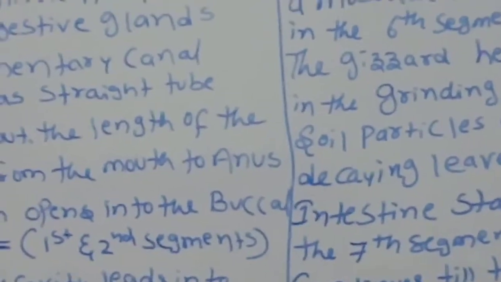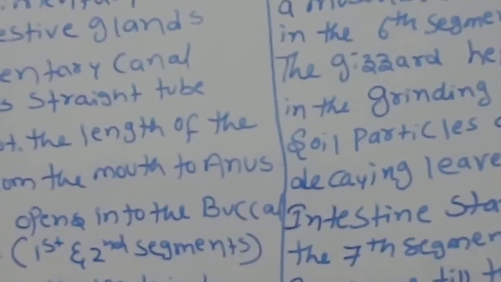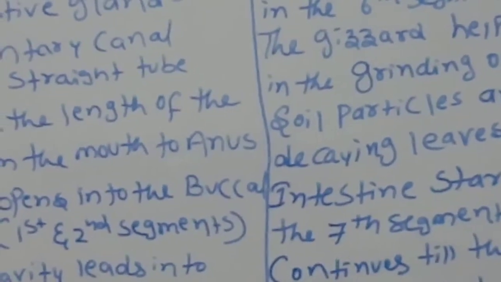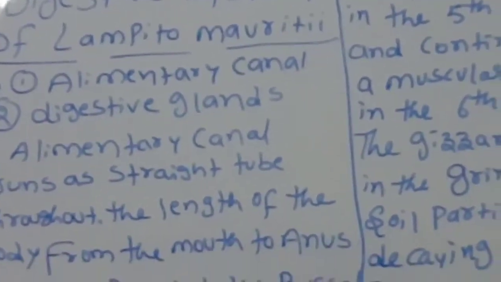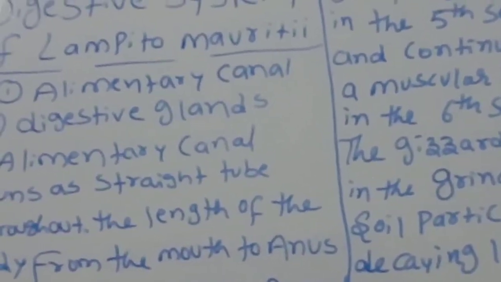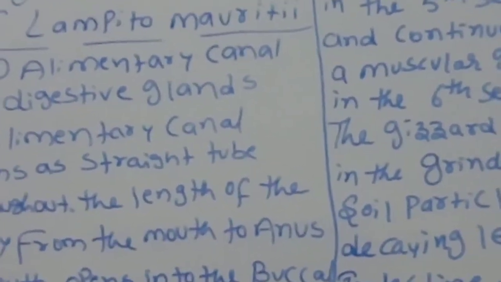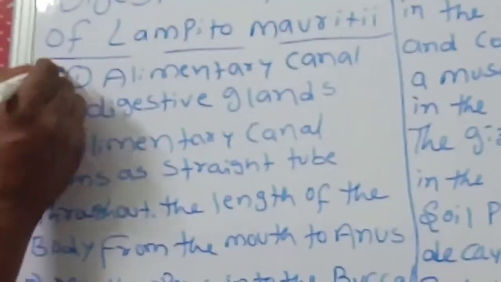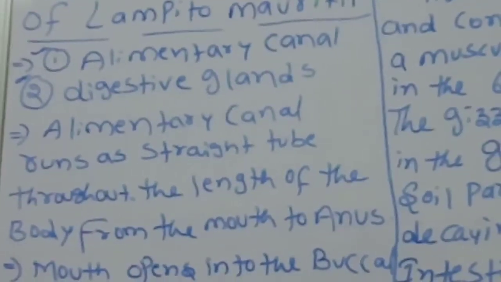Digestive system of Lampito mauritii. Lampito mauritii is the scientific name of earthworm. Yesterday we discussed the complete morphology and external apertures. In this video, we are going to discuss the Lampito mauritii digestive system, which consists of number 1, alimentary canal, and number 2, digestive glands.